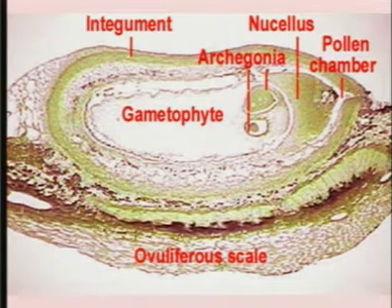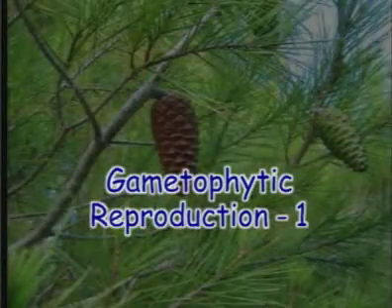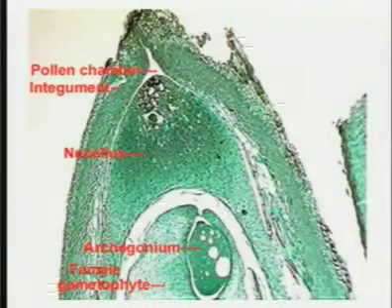Now, this is the structure of ovule. These are the sporophytic structures of Pinus. Now, we are going to learn about the gametophytic phase. So, the gametophytic phase starts with the development of gametophyte with the germination of pollen grain and with the formation of megaspore in the female cone to form a female gametophyte.